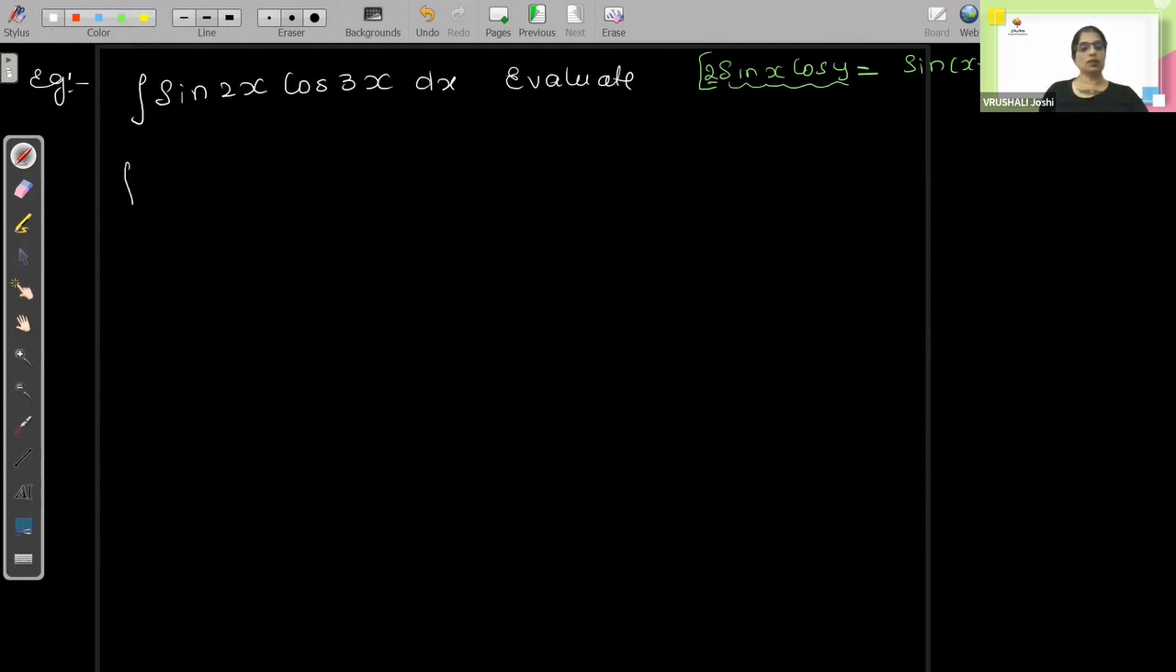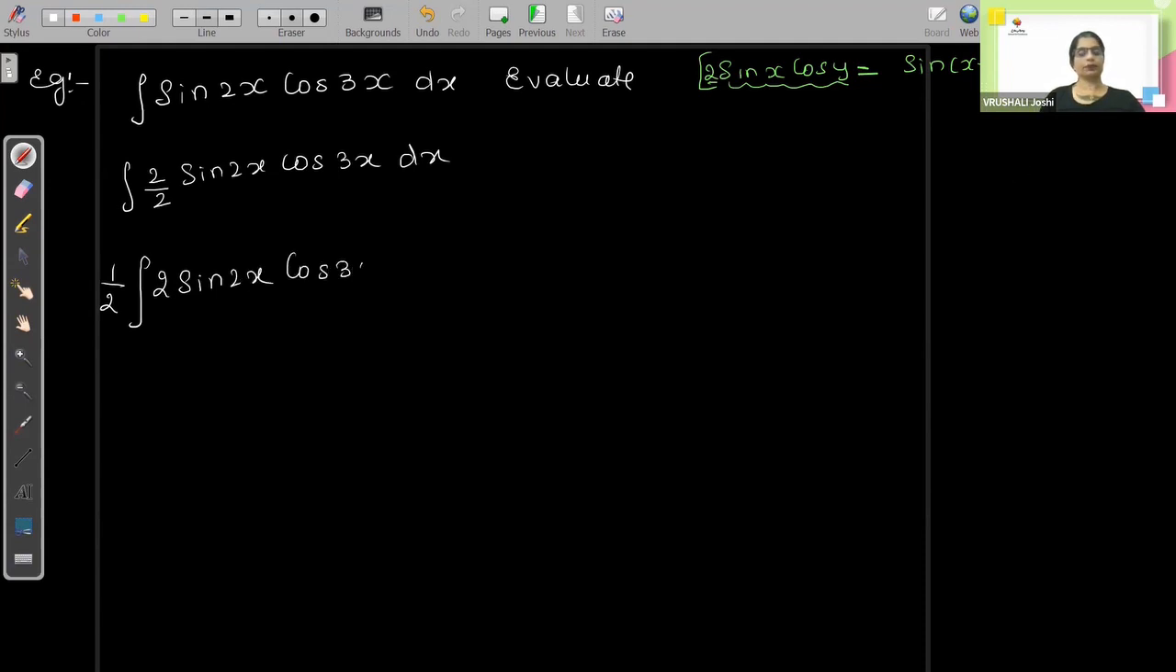So we can say this is integration of 2 by 2 sin 2x cos 3x dx. What did we do? We multiplied and divided by 2. So that's not going to change the value of the function. This half in the denominator we can bring out, and then write integration of 2 sin 2x cos 3x dx. Now it looks a little solvable because now we can use this formula, correct.